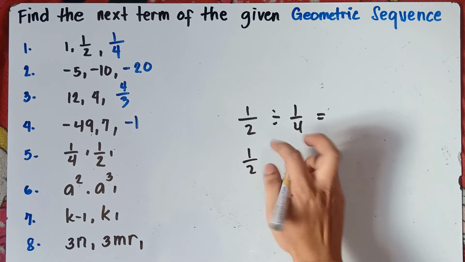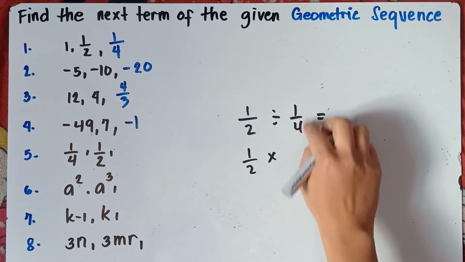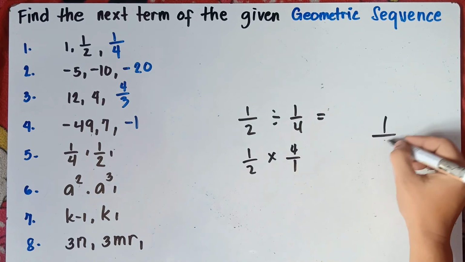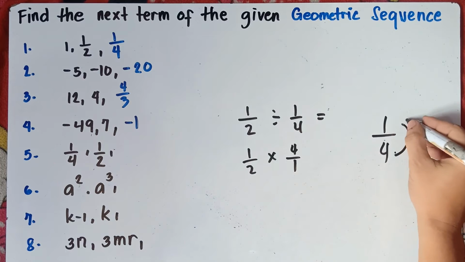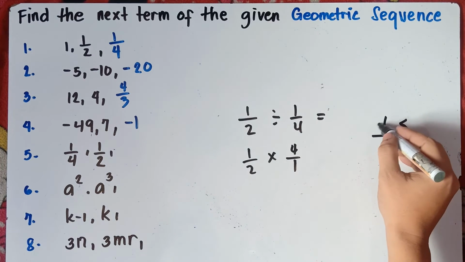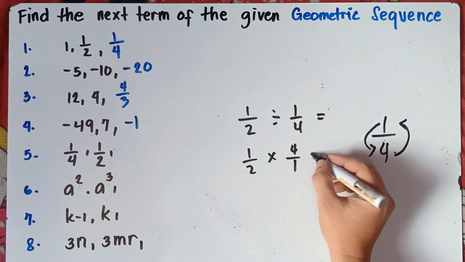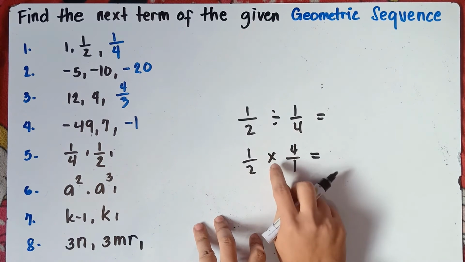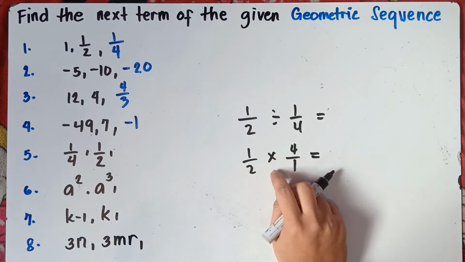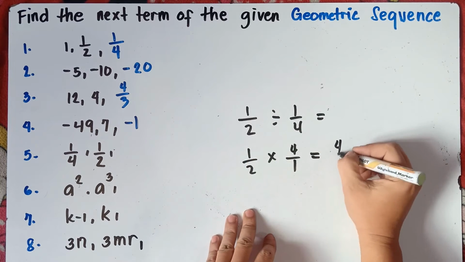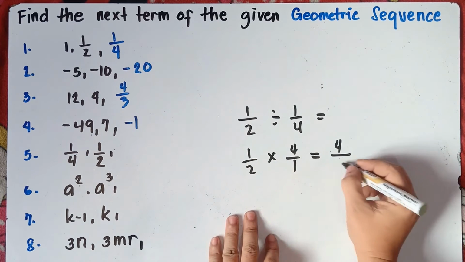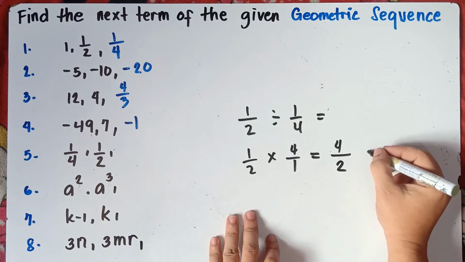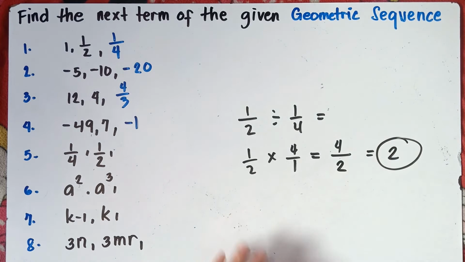So this will be 1/2 times, get the reciprocal of this one. Reciprocal of 1/4, that would be 4 over 1. So for the reciprocal, just put this denominator on the top, on the numerator, and this numerator will be the denominator. That would be 4 over 1. And then you multiply. Instead of division, you change the sign into multiplication. So this will be 1 times 4 is 4. 2 times 1 is 2. Okay, 4 divided by 2, that would be 2. So the common ratio is 2.